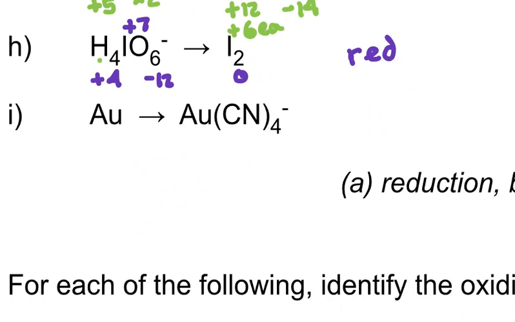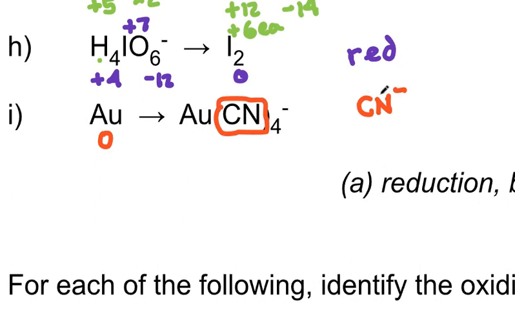gold turning into gold cyanide. Well, we were just talking about pure elements and how they're zeros. Gold by itself is also a 0. And on this side, this has not come up a lot, but the cyanide ion by itself, like CN, has a charge of -1. So we can treat this entire thing like one chunk. We don't have to look at carbon and nitrogen individually.